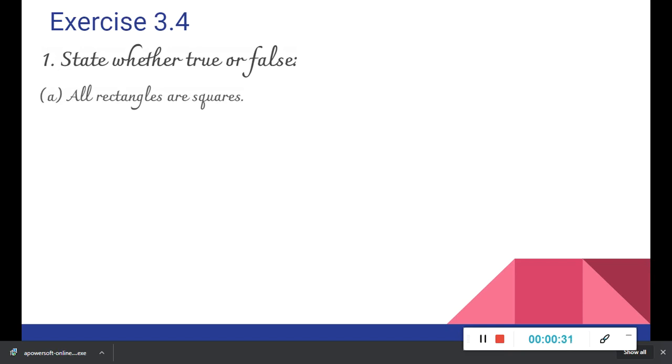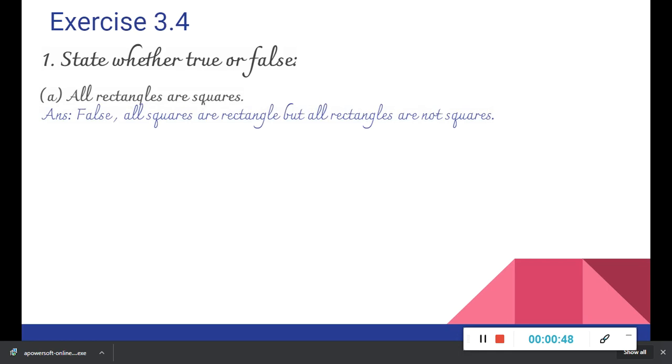It is false because if a rectangle has all four sides equal, then only it will become a square, isn't it? So then how to write? False. All squares are rectangles, but all rectangles are not squares. Clear? Now the second statement: all rhombuses are parallelograms.